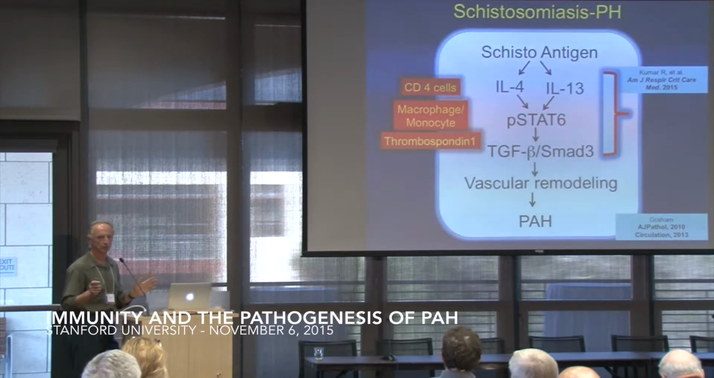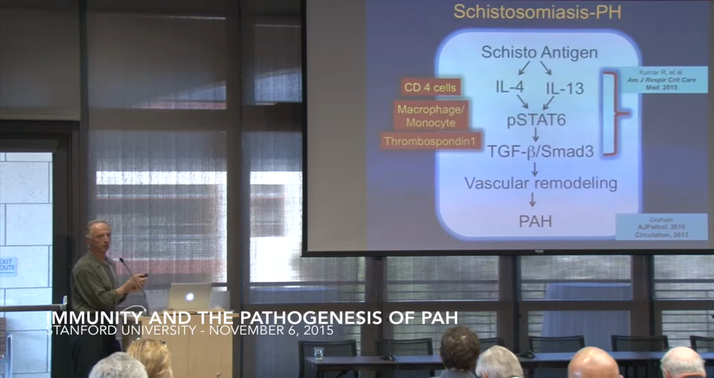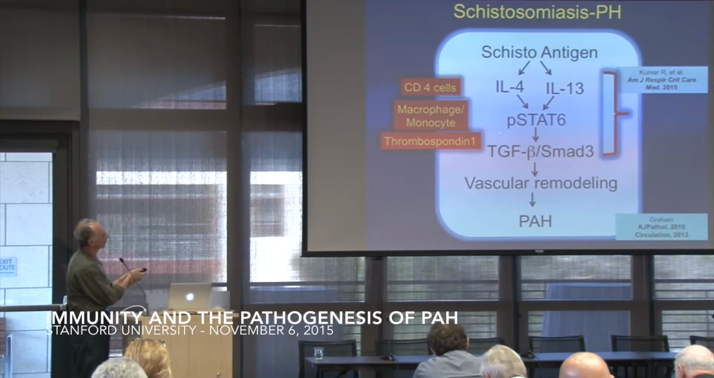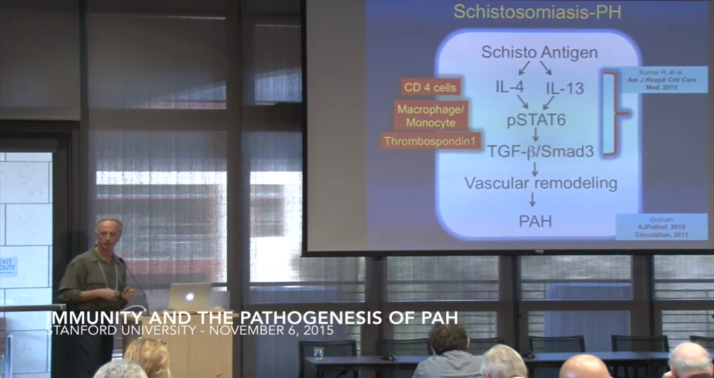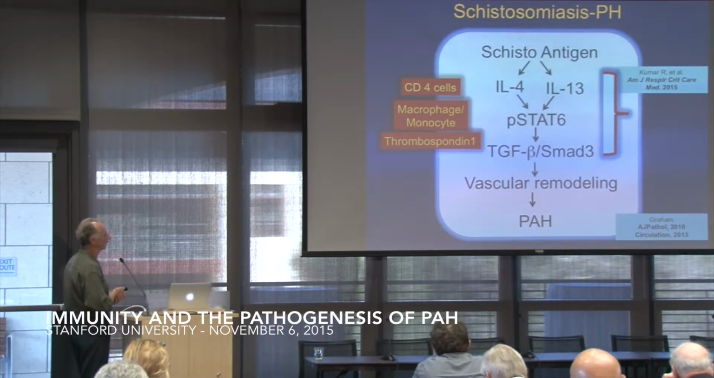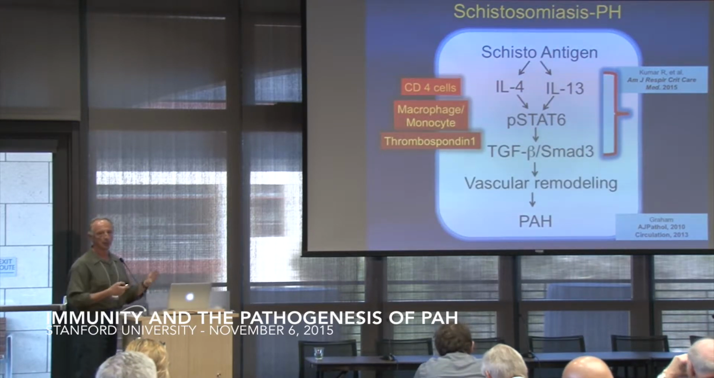I'm not going to discuss the data, just to summarize that we need both. Just one of them is not sufficient. That p-STAT6 is involved, because we can block it, and we block the downstream effects of remodeling and pulmonary hypertension in the mouse. We had already shown that TGF-beta SMAD3 signaling was important.